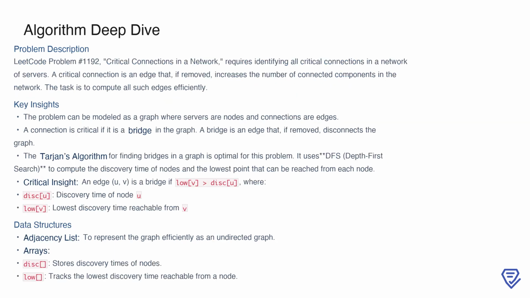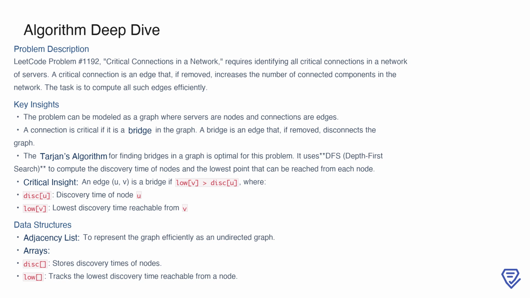The problem at hand is to identify all critical connections in a network of servers, which can be modeled as a graph where servers are represented as nodes and their connections as edges. A critical connection, also known as a bridge, is an edge that, if removed, would increase the number of connected components in the graph, effectively disconnecting part of the network.